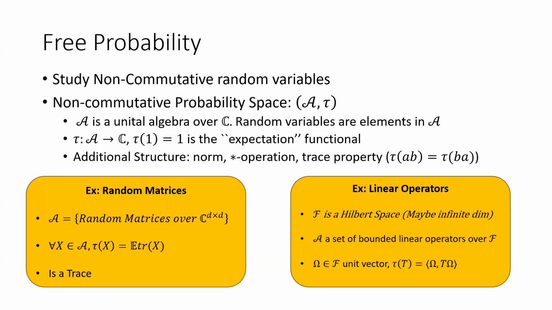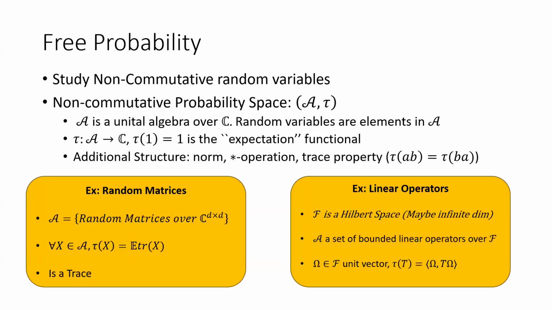A slightly more abstract example: consider a Hilbert space F, possibly infinite dimensional, and consider A as the set of bounded linear operators on this Hilbert space. Suppose we have some unit vector omega in F. Given an operator T, we define tau of T, the expectation, to be the inner product between omega and T omega. This is a linear functional as well, and it maps the identity to 1. So this is still a non-commutative probability space.